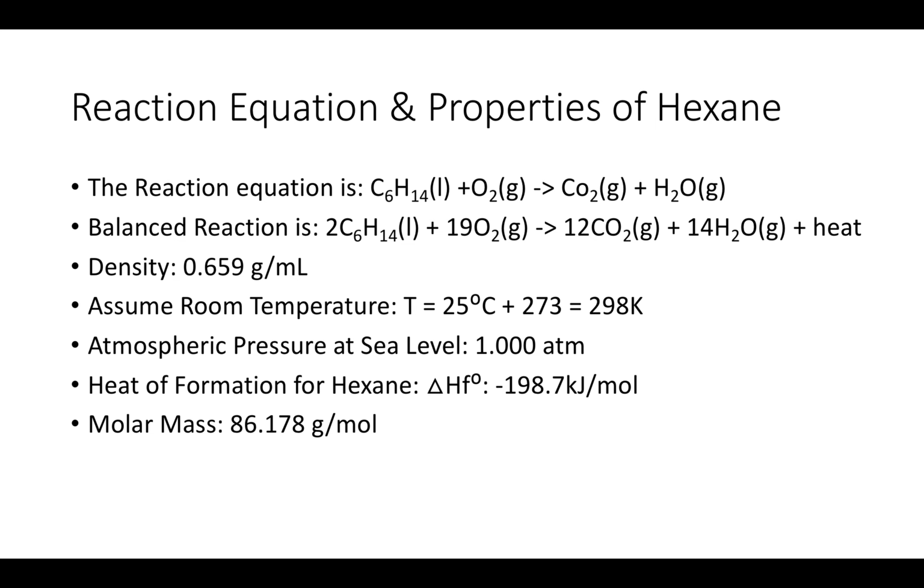Then I got the density of 0.659 grams per milliliter, and we assume that the room temperature is 298 kelvin. The atmospheric pressure at sea level is 1 atm. The heat formation for hexane is negative 198.7 kilojoules per mole, and the molar mass is 86.178 grams per mole.